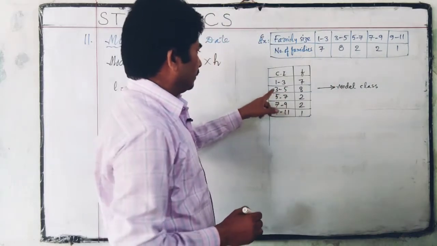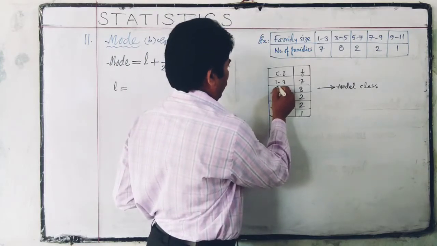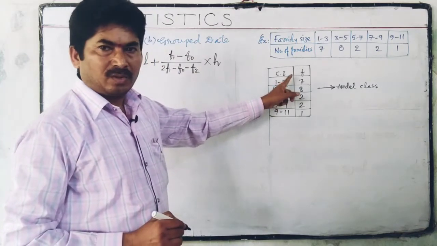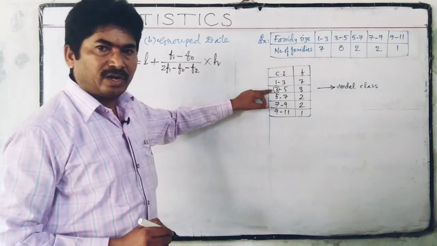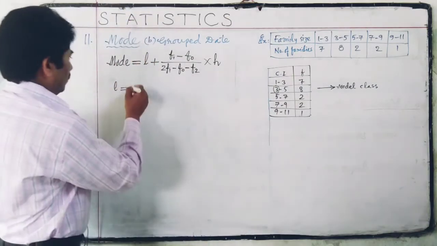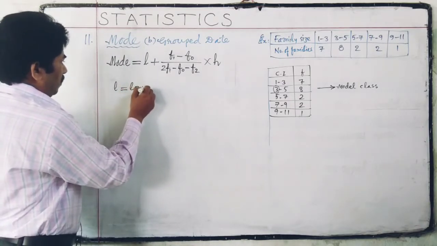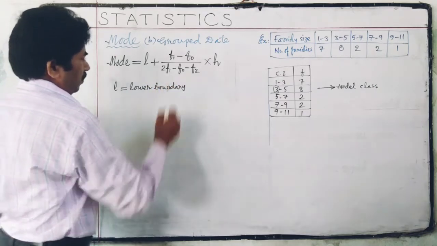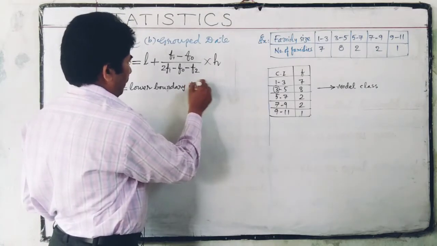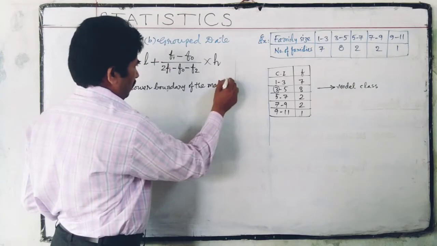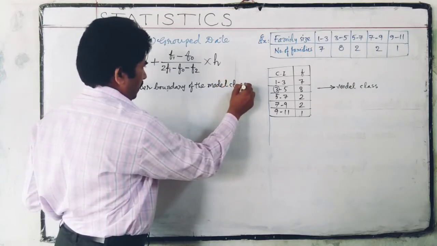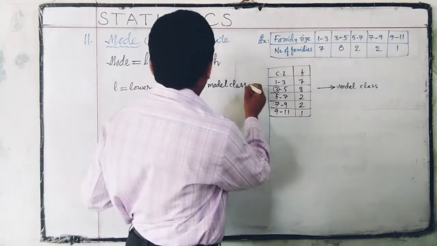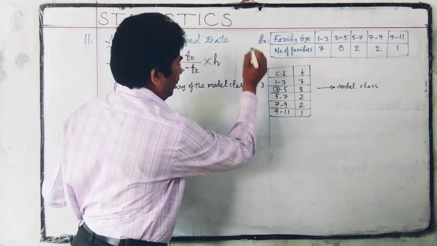So for this modal class, the lower boundary is the average of the previous class upper limit and this class lower limit. So L is the lower boundary of the modal class. So how much is this? 3.